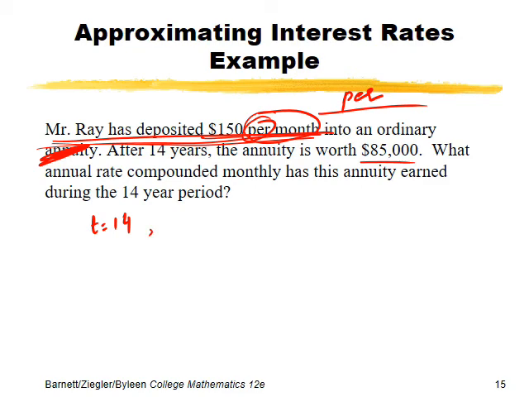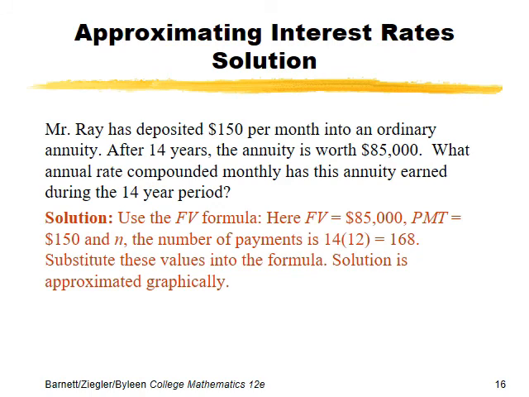What annual rate compounded monthly? We need to find r. Compounded monthly means m is 12. What rate has his annuity earned during the 14 years? So we need to find r. So this is a problem of future value of annuity. After 14 years he will have 85,000, so he will have a lump sum amount after 14 years. Now you can substitute the values into the formula and you can easily get the PMT.